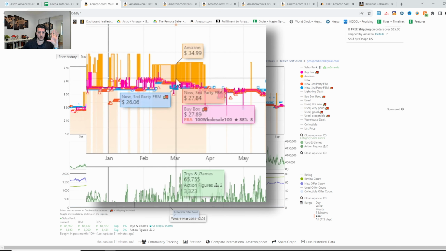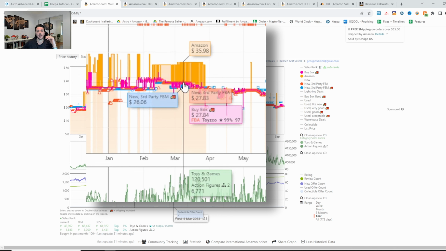Now let's go over to a different point of this historic chart. Let's go over to, let's say, this point there. Now here we have different points of data. We have third-party FBM at $26.06. Third-party FBA at $27.84, almost $2 above the FBM seller. And we have Amazon all the way up at $36 in this case.